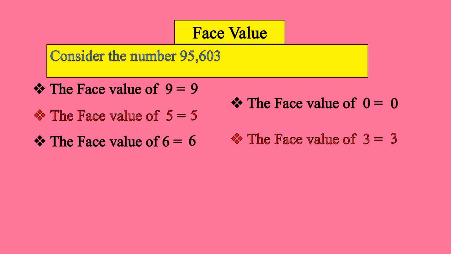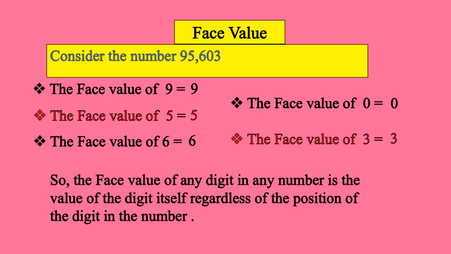Can you see children? Here the face value of any digit is the digit itself. So we can say that the face value of any digit in any number is the value of the digit itself, regardless of the position of the digit in the number.